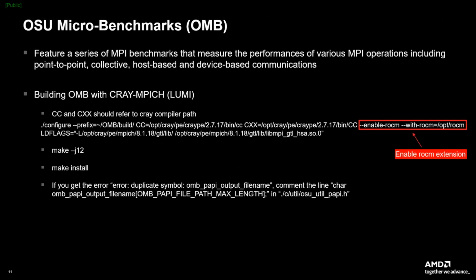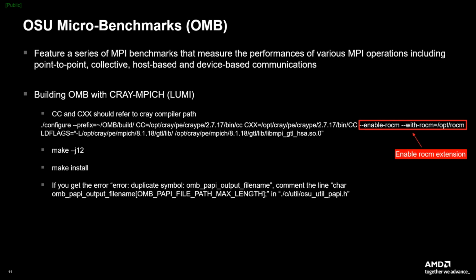So right now I'm going to show you some examples of measuring bandwidth on LUMI. For that, I'm using OSU micro benchmark. OSU micro benchmark is an MPI benchmark that measures the performance for different MPI operations, including point-to-point communications, collective communication, and it also has a test for host-based or device-based communications.